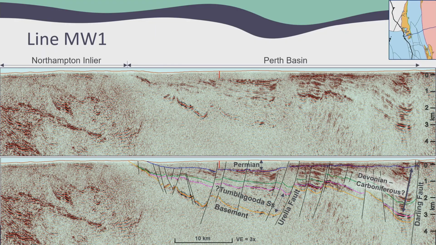So these two images are exactly the same, just the bottom one is the interpreted section. Please also note that vertical exaggeration has been applied just to highlight the structural features. The little red line there that you can see is the only deep drill hole that we have in the entire area. Therefore, the interpretation below this is tentative.